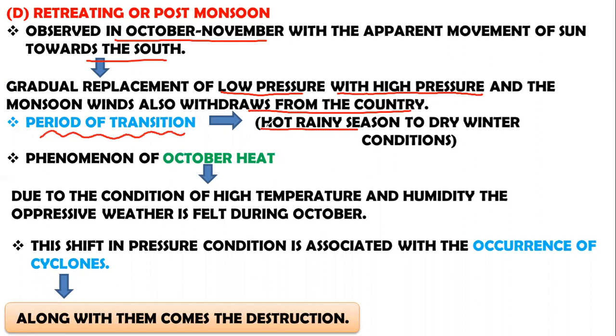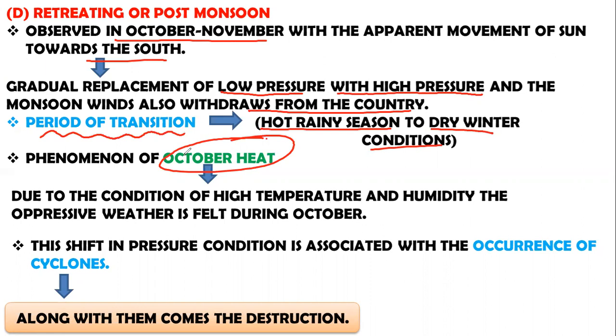Why? Because the hot rainy season has changed to dry winter conditions. Now the winter season is approaching. So hot rainy season, why hot rainy season? Because there is a phenomenon related to this rainy season that is known as October heat. What happens in October is, for the past 2 to 3 months, it was continuously raining, as it was monsoon season. So the land is moist, the soil is moist.